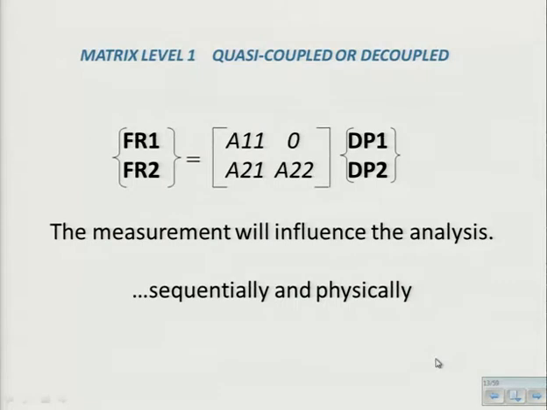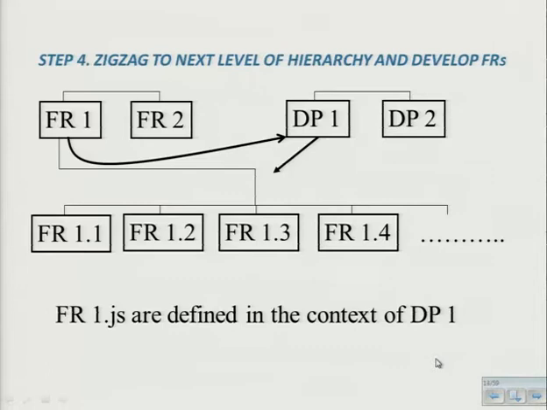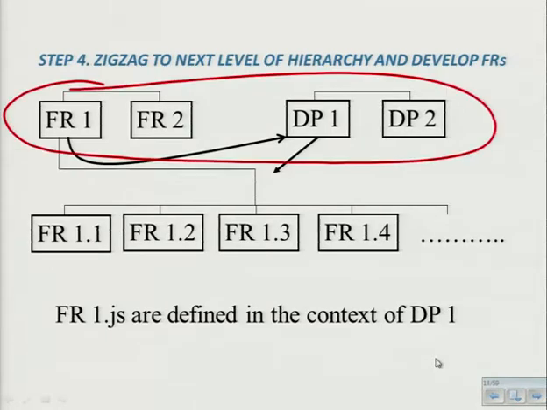The measurement system, it notes, and we'll talk about sequential coupling in a moment. So both sequentially and physically, the measurement will influence the analysis. So it's quasi-coupled or decoupled. All right, so we advance now. We've got level 1 done. So we have done this level in the matrix. We have checked this, and now we can go down and let's take a look at DP1. And this exercise is going to be looking at the details on DP1. I'll show you some outcomes from DP2.